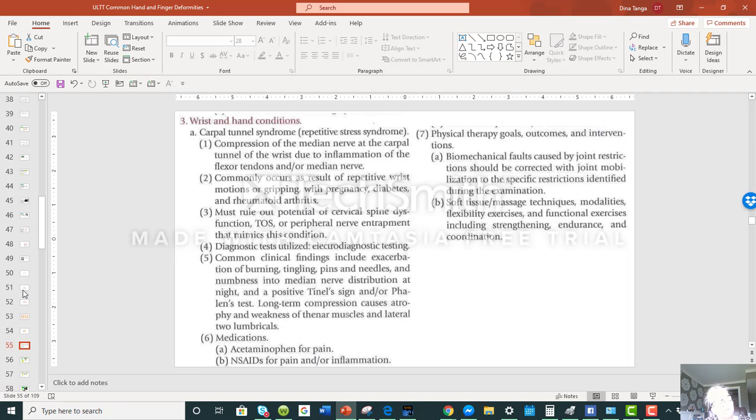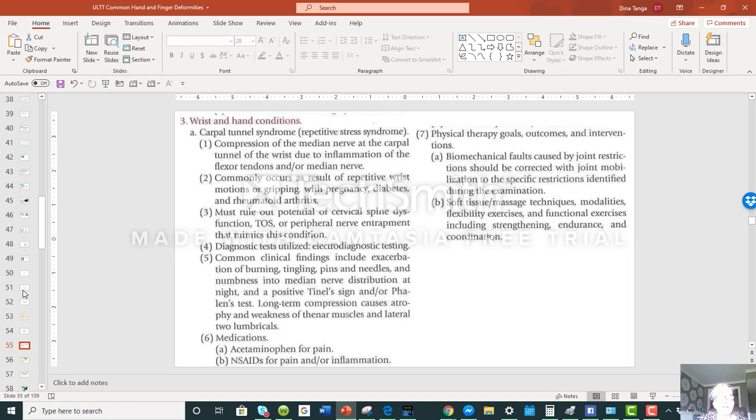And this is the therapy ed part of the reading. And I added a bunch of slides from my lecture, my school content. So, wrist and hand conditions: carpal tunnel syndrome, repetitive stress syndrome.